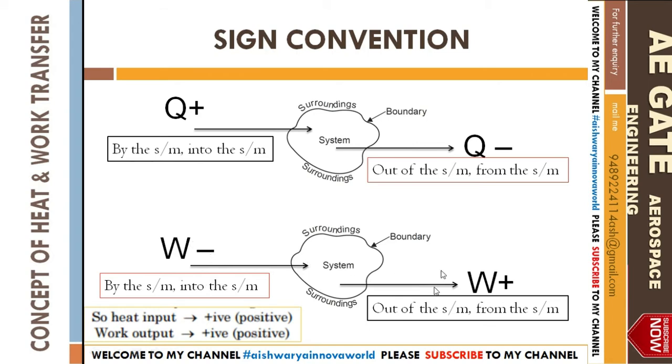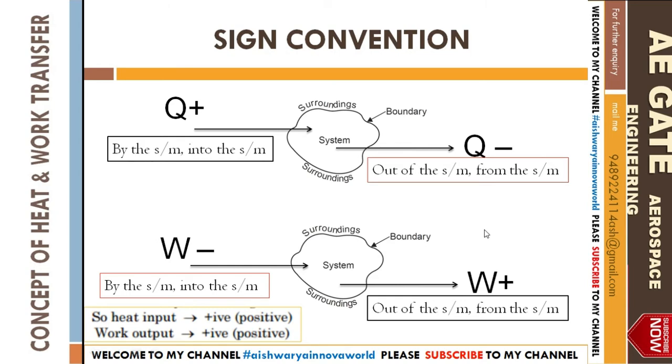Or rather, you can see from the system, the work done from the system has to be positive. Remember one thing, another trick I have made for you, that is heat input. When heat is getting into the system, see the arrowhead, you see the arrowhead, that is better. So heat into the system is always positive.